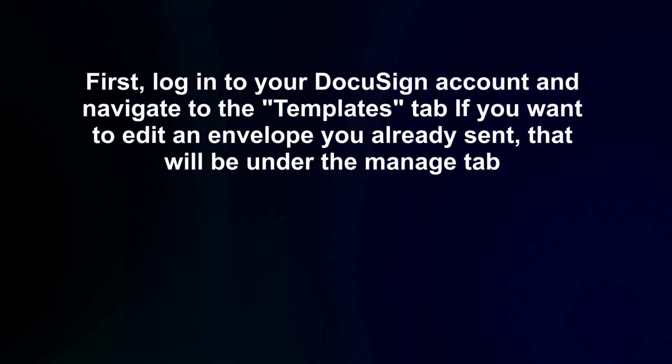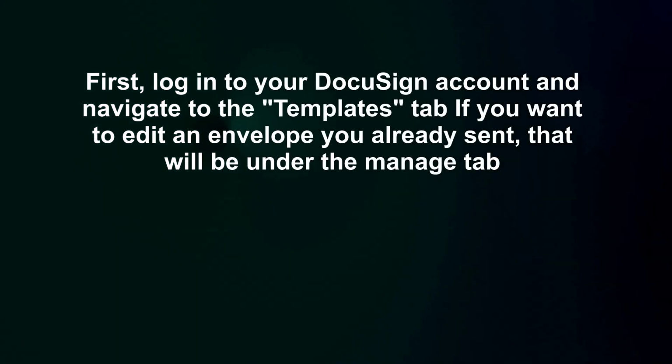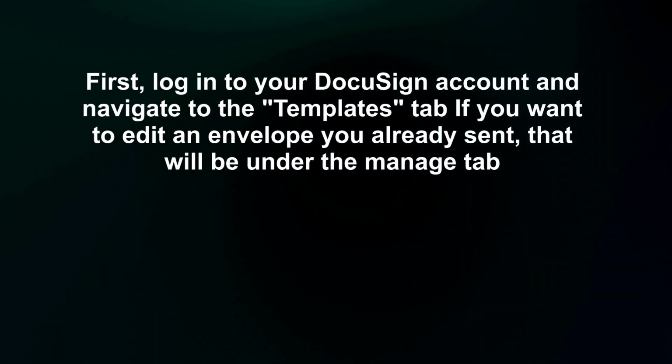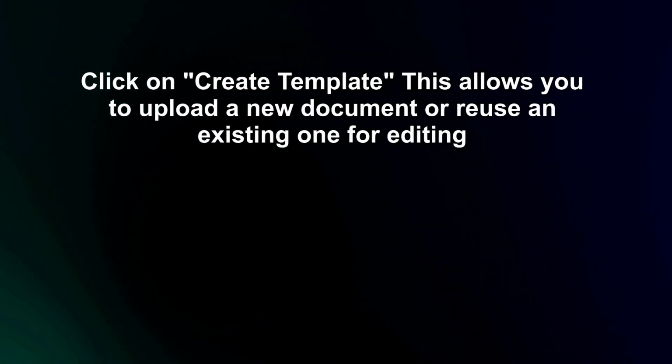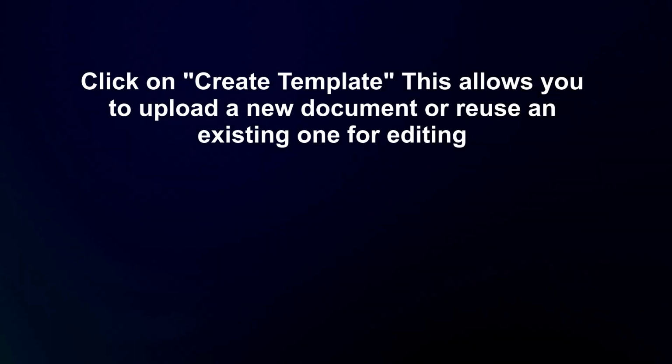First, log into your Docusign account and navigate to the Templates tab. If you want to edit an envelope you already sent, that will be under the Manage tab. Click on Create Template. This allows you to upload a new document or reuse an existing one for editing.